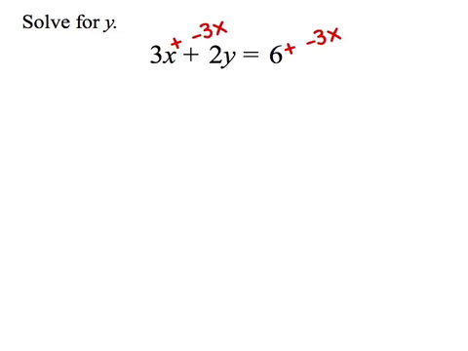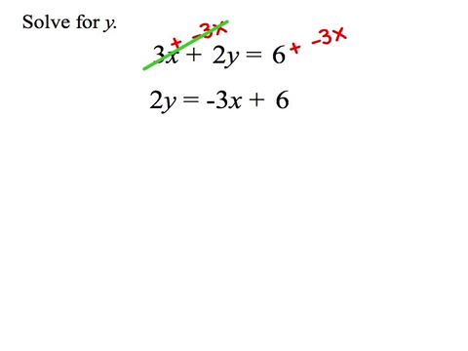So, to get the y term all by itself, we'll add the opposite of the x term to both sides, negative 3x. We mark out the opposites on the left side, and we're left with 6 plus negative 3x on the right side. Then in line 2, we apply the commutative property and write negative 3x plus 6. We don't have to do this, but it's customary to write the x term first.